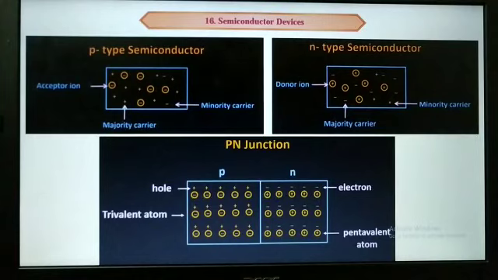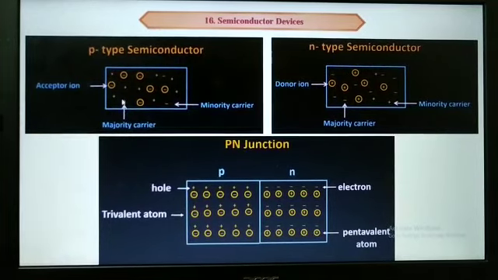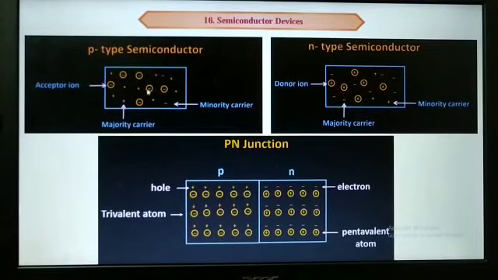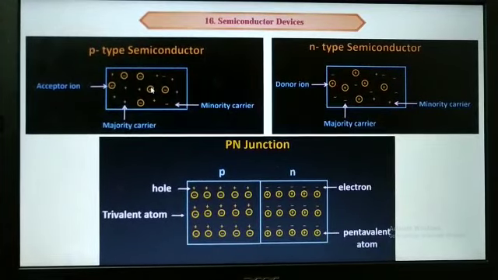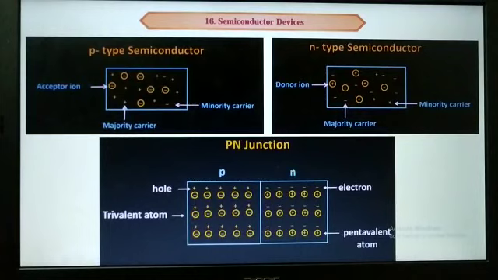So I'll just start with the P-type and N-type devices. Basically in P-type devices we have majority carriers as holes. They are denoted with a positive sign in this picture, and minority carriers as electrons. What are holes? Basically, holes are nothing but the absence of an electron in a material.